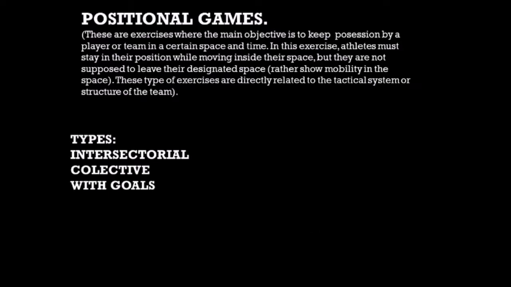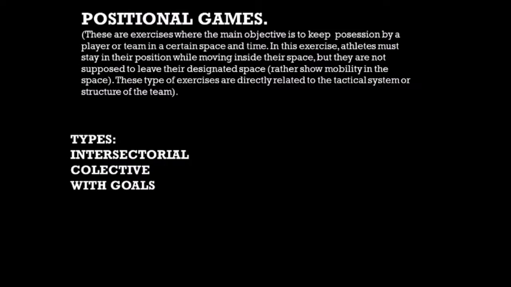The positional games are exercises where the main objective is to keep possession by a player or team in a certain space and time. In this exercise, athletes must stay in their position while moving inside their space, but they are not supposed to leave their designated space, rather show mobility inside the space, okay? These types of exercises are directly related to a tactical system or structure of the team. And we're going to focus on basically 3. There are more if you really think about it, but we're going to just focus on 3, which are the most common ones that we use.